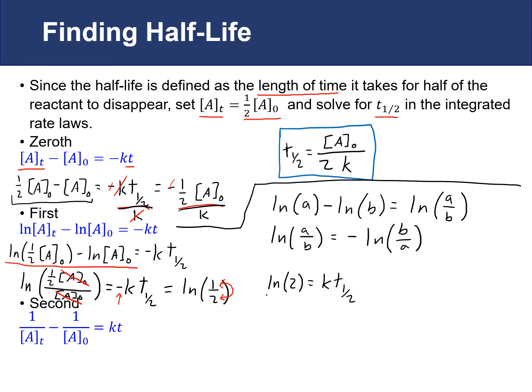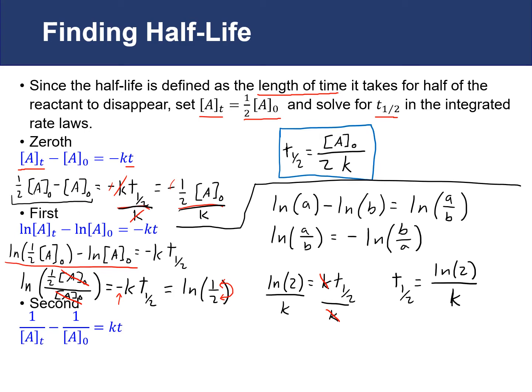I can divide both sides by k, and that will get rid of k on the right-hand side. And now I have an expression for the half-life. So for a first order process, t 1/2 is equal to the natural log of 2 over my rate constant, little k.